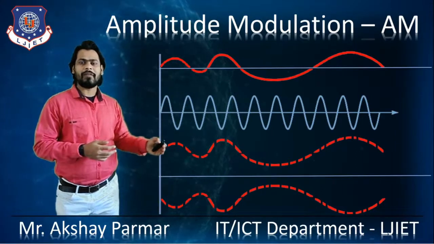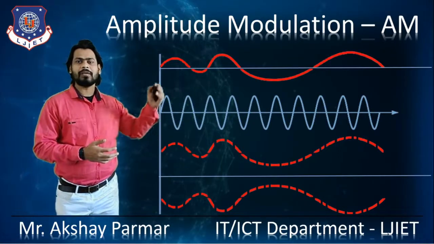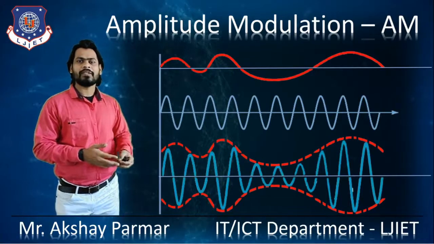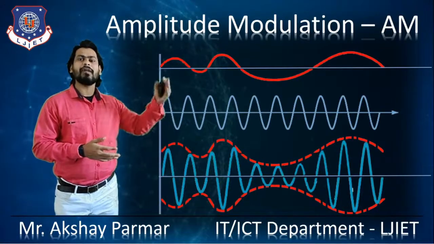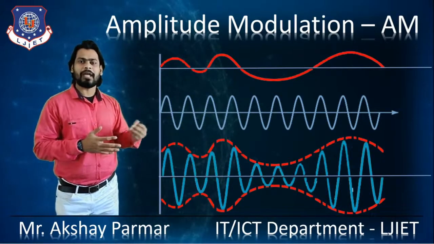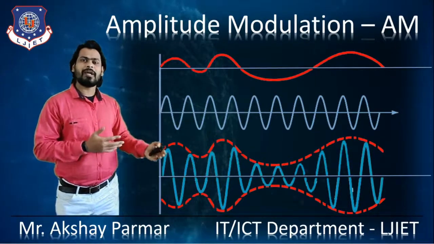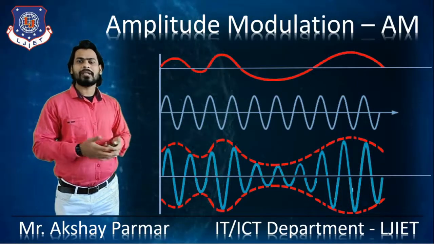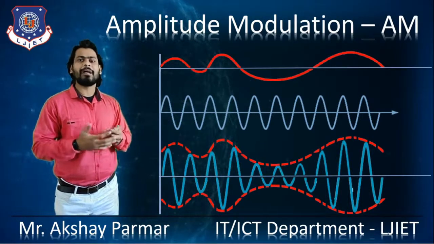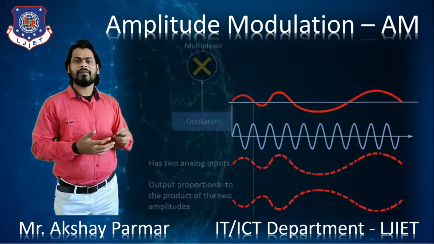So we are changing the amplitude of the carrier signal with respect to this input signal. That's how we get our output signal, which is modulated on the amplitude of the input signal. We get the output amplitude modulated signal. So that's how we are changing the characteristic of the signal, which is amplitude, in amplitude modulation. After that, let's see how we are changing the amplitude of the carrier signal.